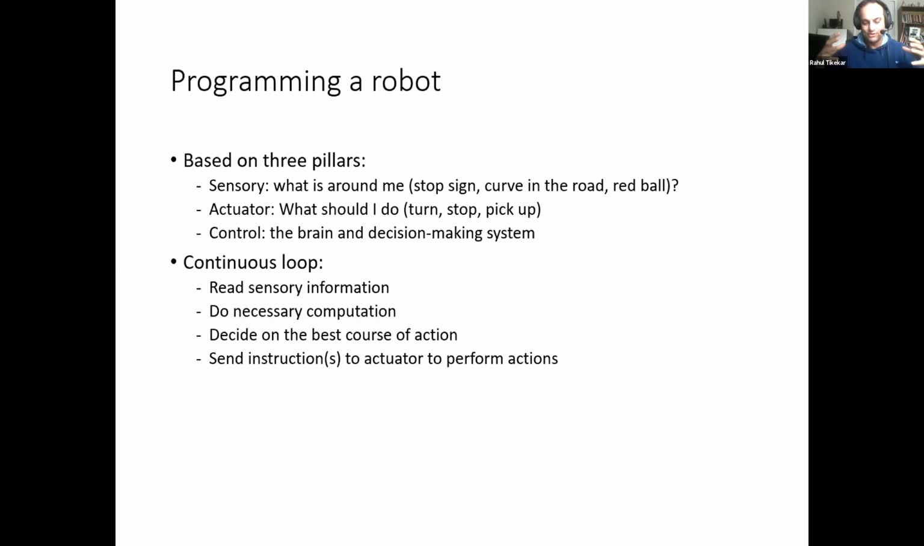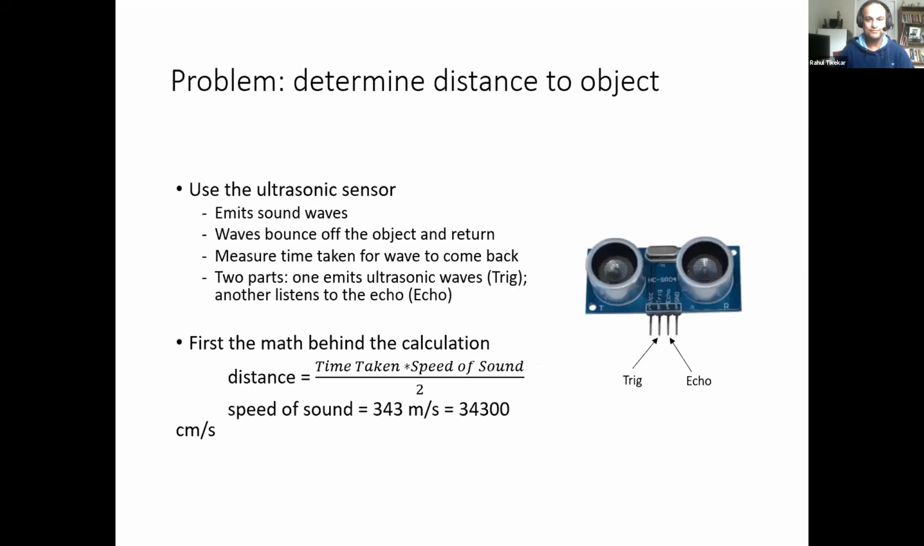So a useful robot would go through a continuous loop: read sensory information, trying to understand where you are, what you're doing, do the necessary computation, how far is the stop sign, should I turn left, is there somebody in front of me, decide on the best course of action, it's the algorithm, and then send instructions to actuators to perform those actions. So here's a quick example.